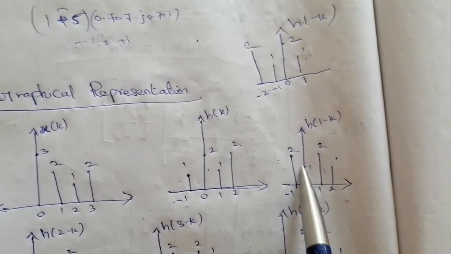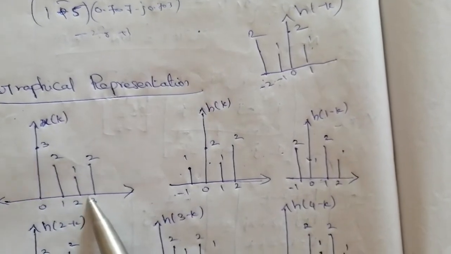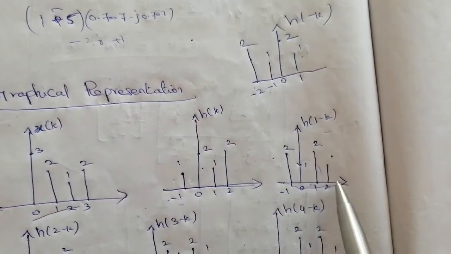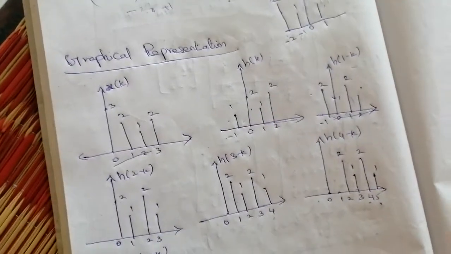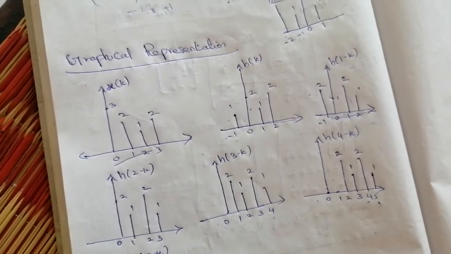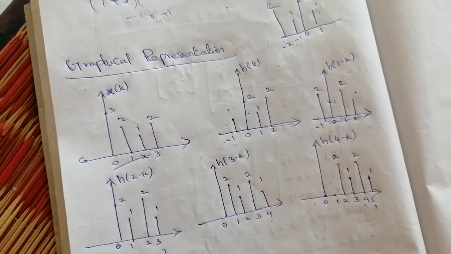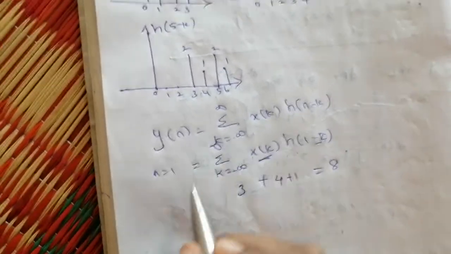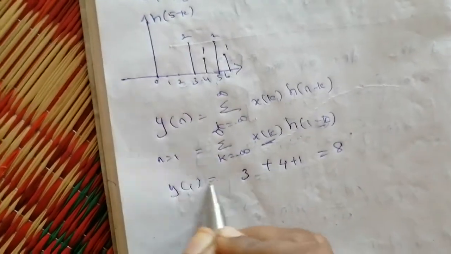Now multiply h of 1 minus k with x of k. Here the common values are 0, 1, 2. So we get 1 into 3, 3, plus 2 2s are 4, plus 1 into 1, 1. So the answer is 8. So y of 1 is 8.